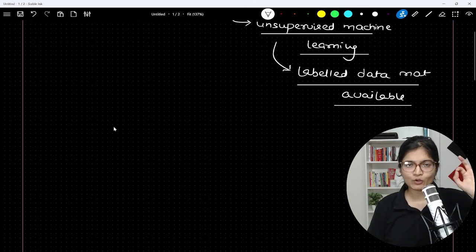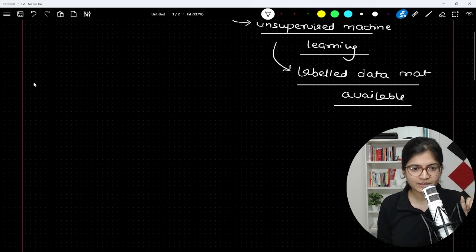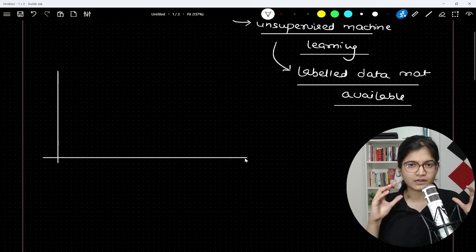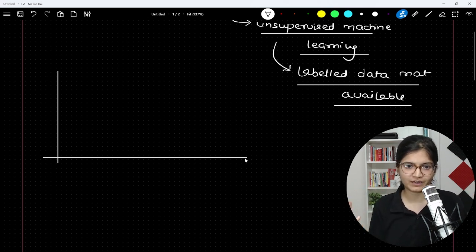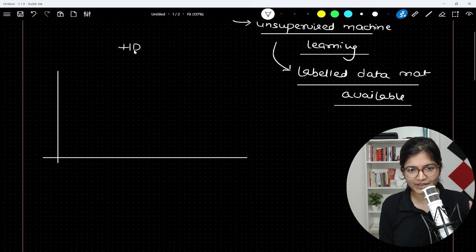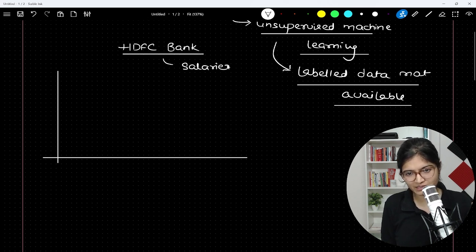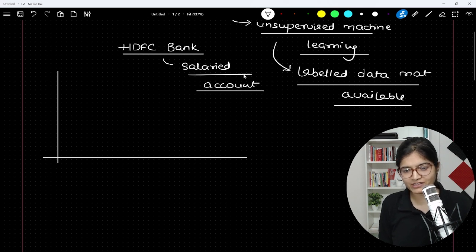For example, I will give you a very simple example to understand this fact. Let's say I will be having a lot of data points with respect to the spending score of the different people that we have in Bangalore, let's say. Now, many people will be having HDFC bank as their salaried account. I'm just giving you one simple example. Salaried account, right? In the HDFC bank, specifically I am talking about Bangalore.